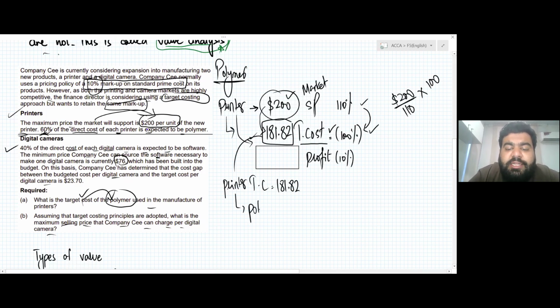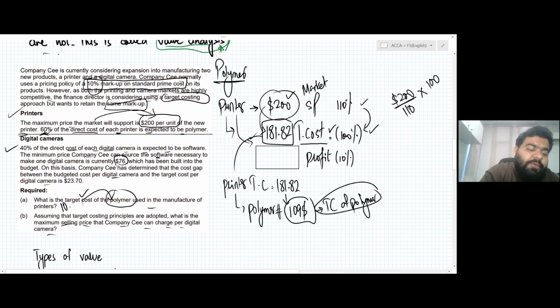So printer, if I write here, printer target cost is 181.82, and we know that the polymer used in this printer costs 60% of the total cost of the printer. So we'll take 181.82 multiplied by 60%. It's almost $109. Almost $109 is the answer. It's the target cost of polymer.